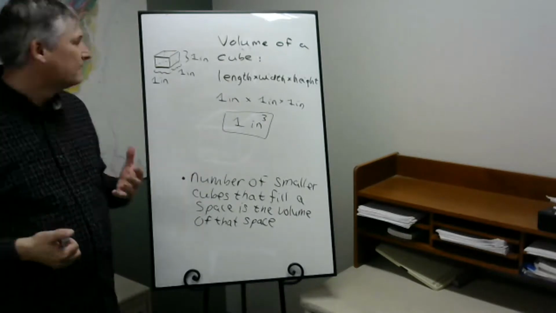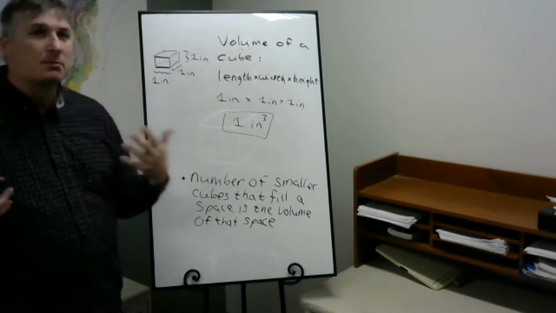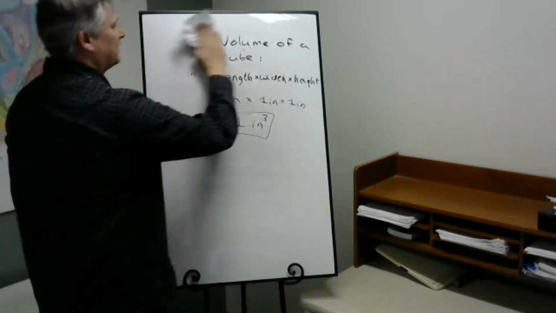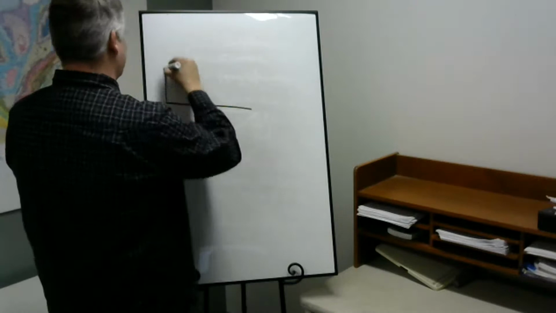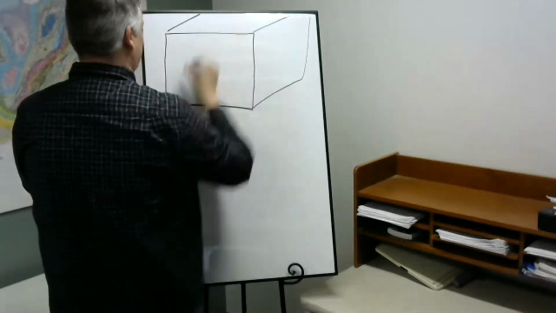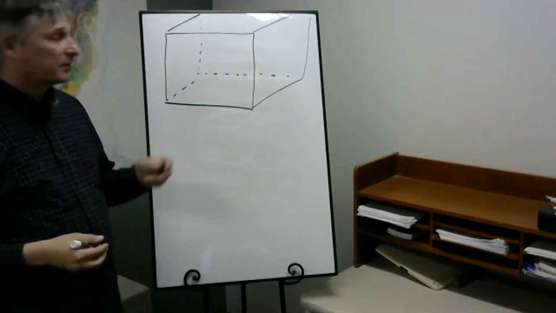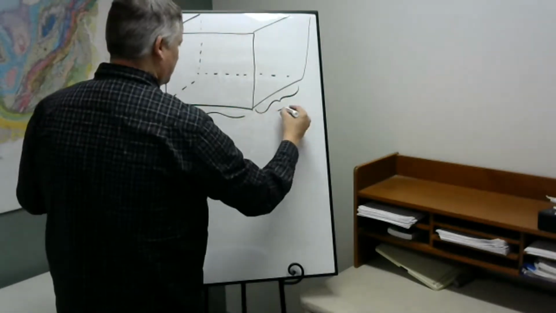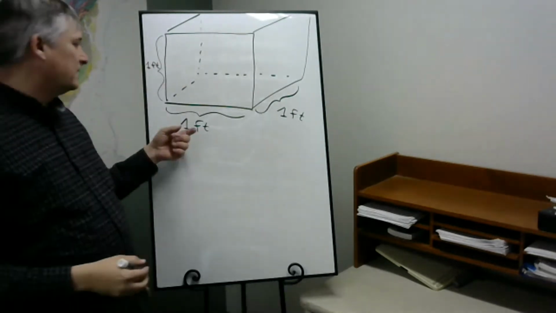So if we're measuring a small space, we might use these cubic inches to measure that space. We would fill that space with these little cubes, and the number of these cubes that fill that space, that's going to be the volume. If we're measuring a larger space, we might use cubic feet. The cube sort of goes off the board here, but it's going to be 1 foot by 1 foot by 1 foot. Again, a length, a width, and a height.